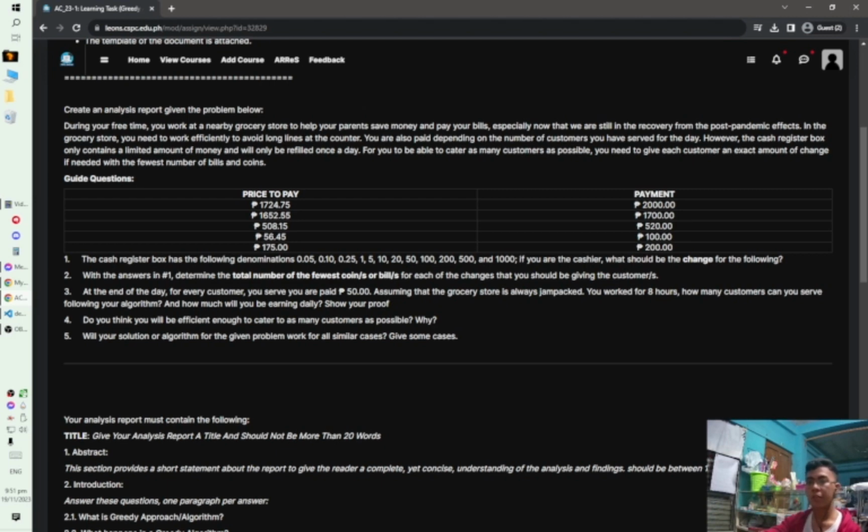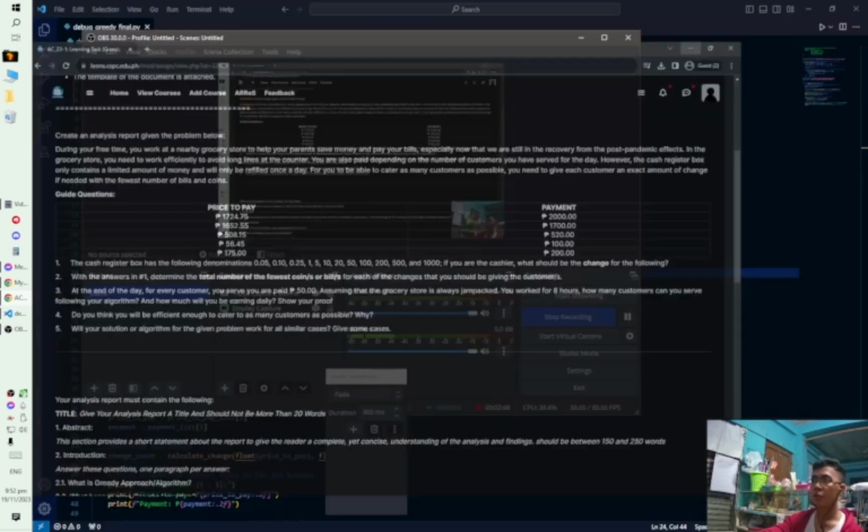Number one, the cash register box has the following denominations: 5 cents, 10 cents, up to the 1,000 peso bill. And then with the answers from number one, we should get the total number of fewest coins or bills for each change per transaction. So let's proceed to the code.